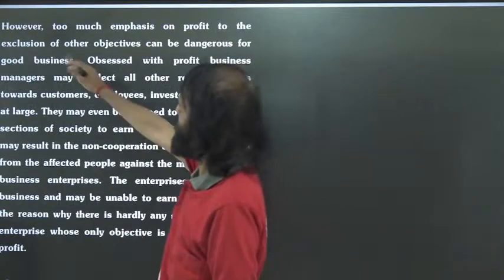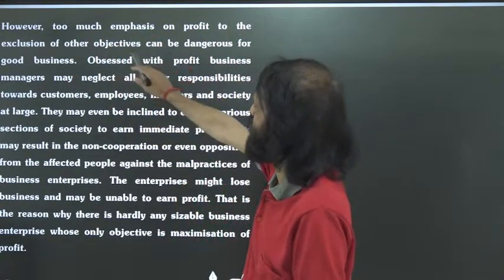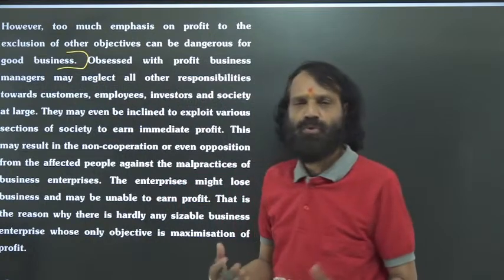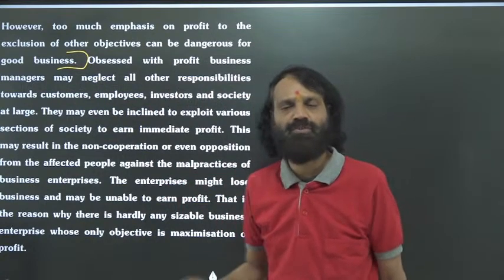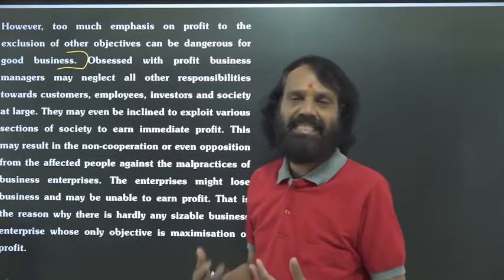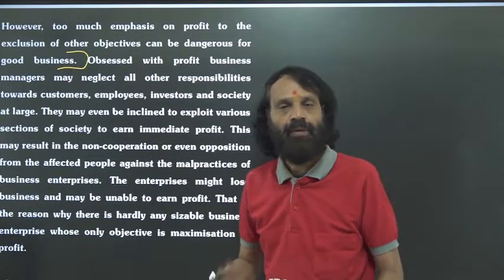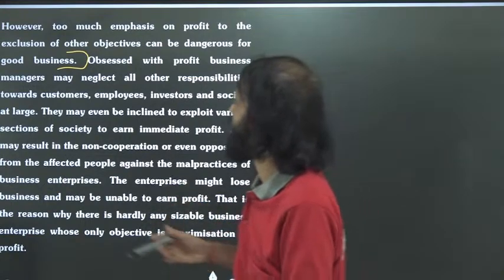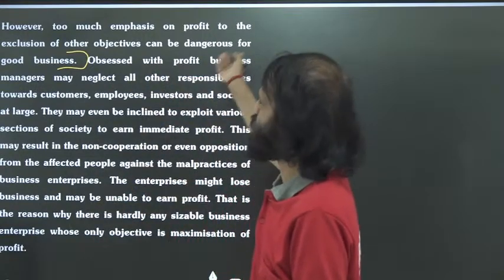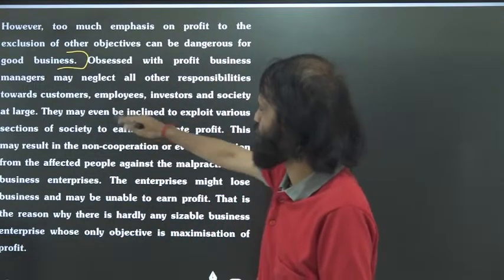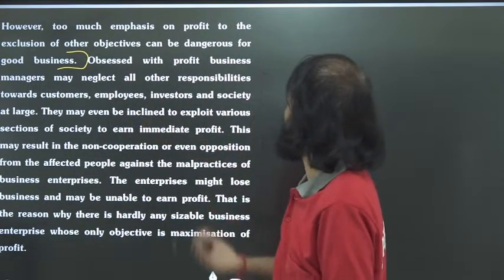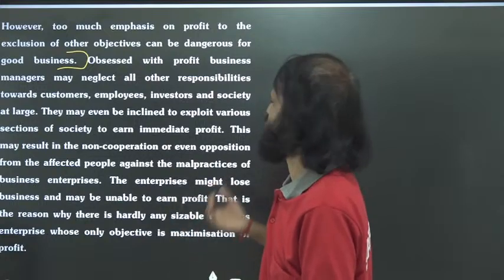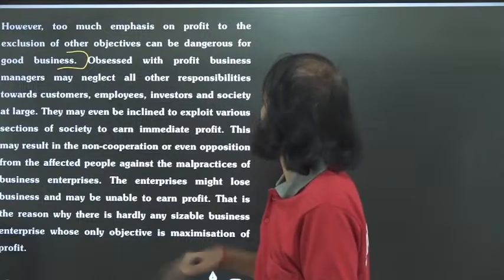The next point is, however, too much emphasis on profit to the exclusion of other objectives can be dangerous for good business. Focusing only on making profit and ignoring social responsibilities or the welfare of the people is also not good. When there are customers, people, then only our business can do better. So the business and the people have to nourish each other, they have to help each other. Obsessed with profit, business managers may neglect all other responsibilities towards customers. Some business organizations ignore customers' welfare, employees' welfare, investors' and society's welfare. That is not good.